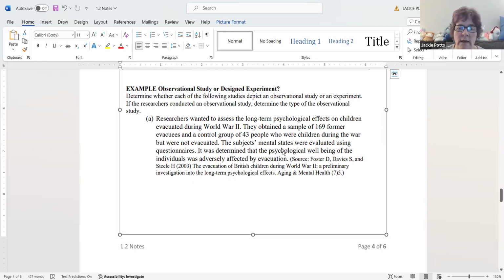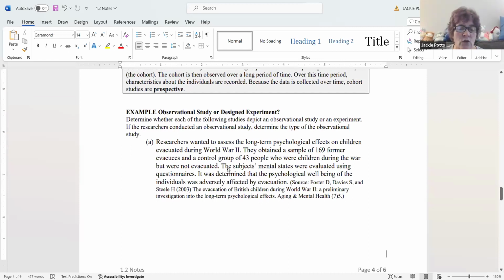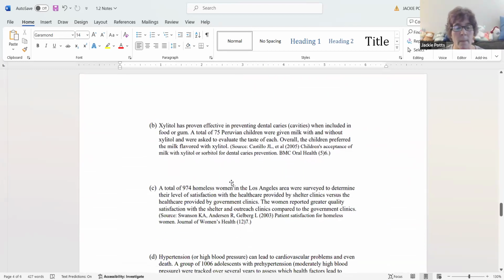Now, not only is it observational, but looking at these three, cross-sectional, case control, or cohort. Well, it's a retrospective, right? Because World War II was quite a few years ago, correct? So we're looking back in history. So not only is this observational, but it's a case control observational. All right. Looking at B.